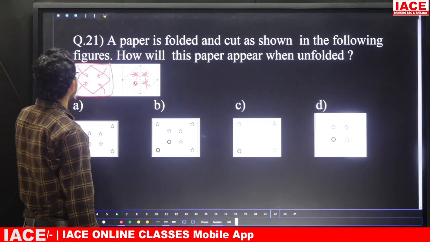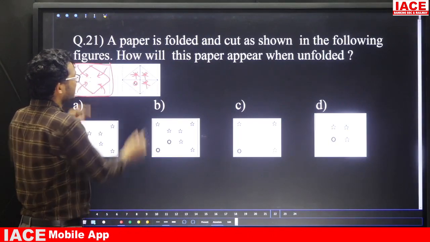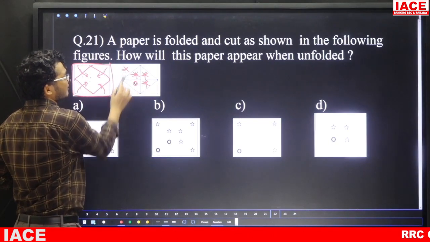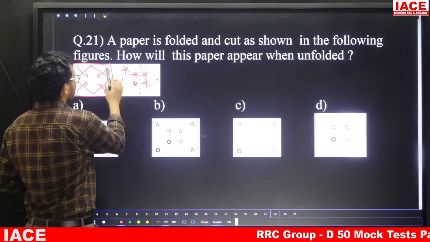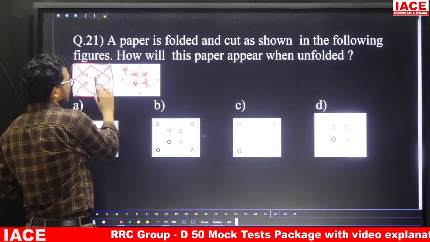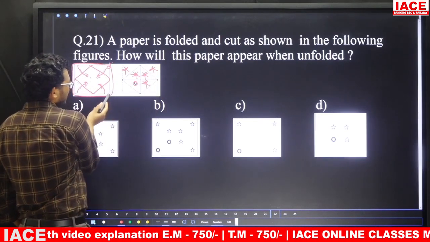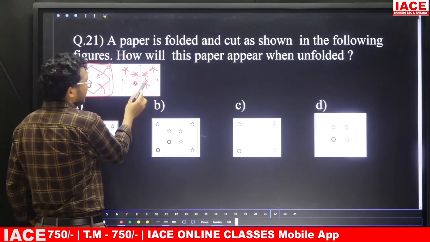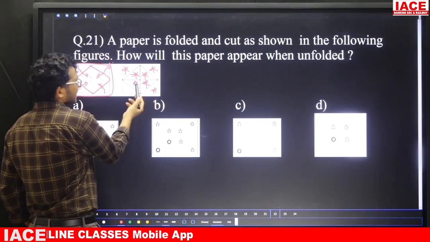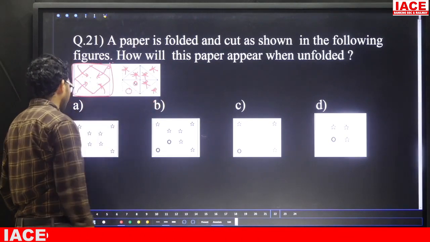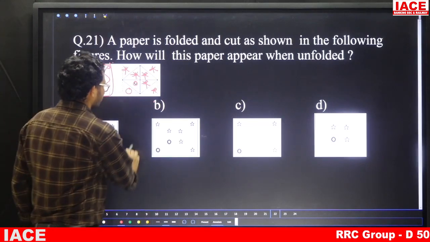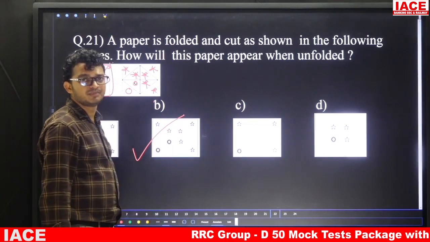Now folding is from this top corner to middle, so now middle to top corner unfolding, a star will fall. Here also, this top to here folding means now here to top is the unfolding, here a star will fall. Here this bottom to middle unfolding means unfolding is from here to here. Now this one also unfolding means what? Here, a circle will come. Which of the following options is there? Here, option B is there, so the answer is what? Option B.